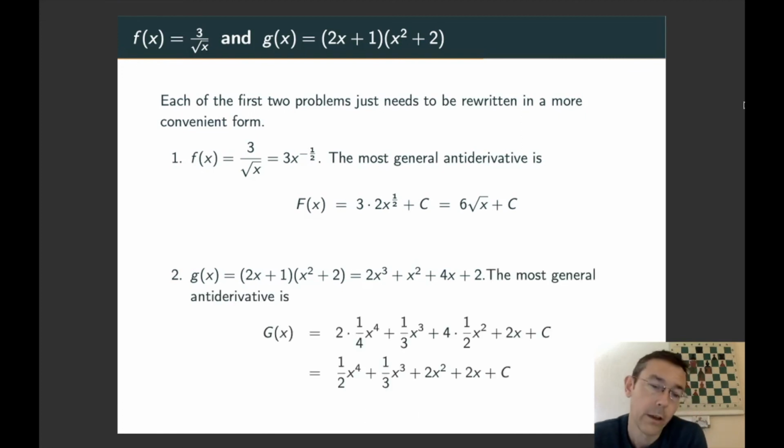So we get 2 times 1/4 x to the 4th plus 1/3 x to the 3rd plus 4 times 1/2 x squared plus 2x plus c. And we simplify that to get that final answer. Don't forget the plus c. That's an arbitrary constant. It's what tells you that you have the most general antiderivative possible.